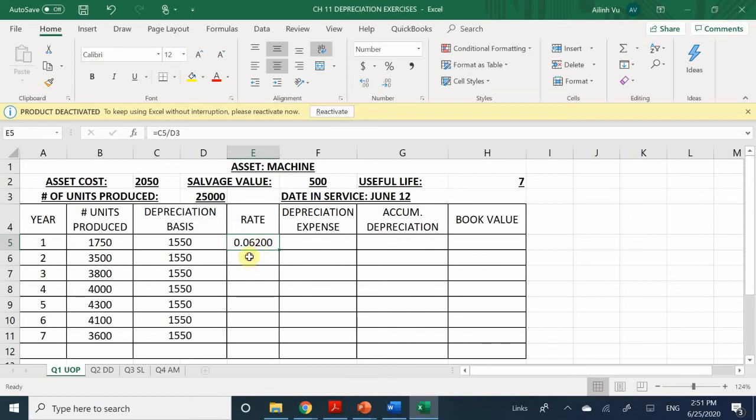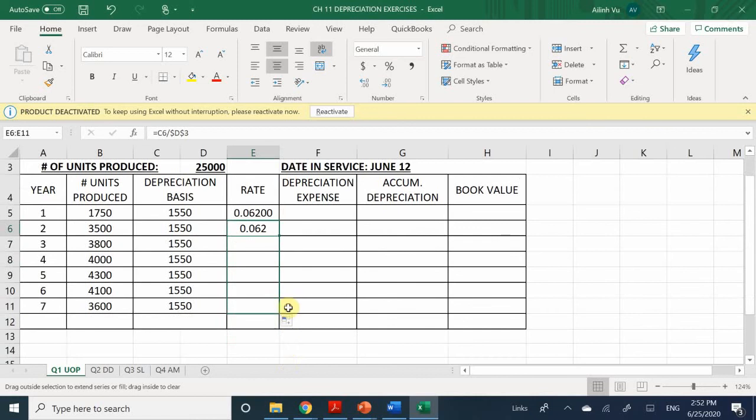Okay, so again, what do I know about this one? If I find the rate, it stays the same, right? Yes. So because I want to divide by this number, and this is a number I'm going to be using throughout the whole thing, and I want it to be stable, I'm going to create an absolute around that. Then I get 0.062, and I can drag this formula all the way down to the 7th year. So it's always going to be 0.062. All right, and then what is my depreciation expense?